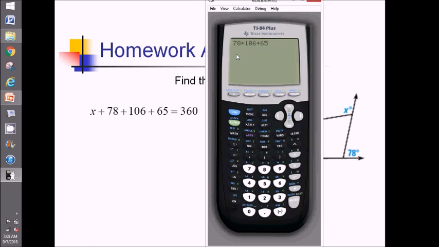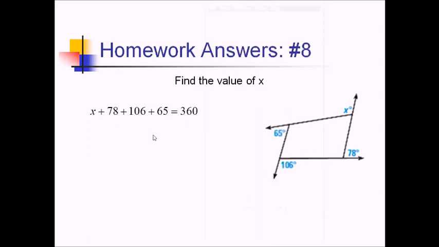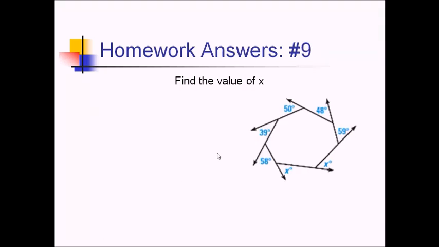So we've got 78 plus 106 plus 65 comes out to 249. Subtracting that from both sides, we get x equals 111. For number 9, we're trying to find the value of x on these exterior angles.